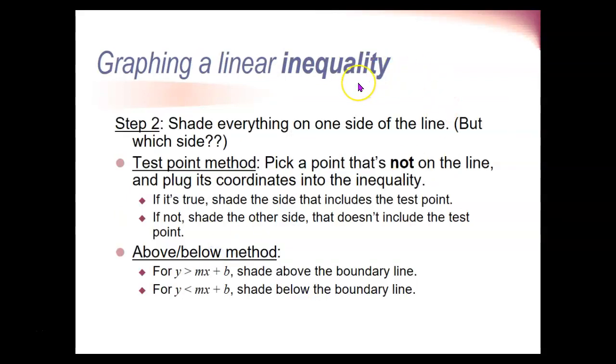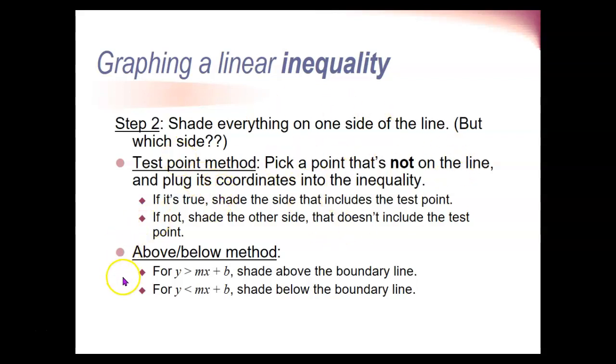And then step 2, figure out which side of the line the inequality is true on and shade everything on that side of the line. The test point method involves picking any point that's not on the line, and the origin is often an easy point to work with. Plug its coordinates into the inequality, and if the result is true, shade the side that includes the test point. If not, shade the other side that doesn't include the test point.